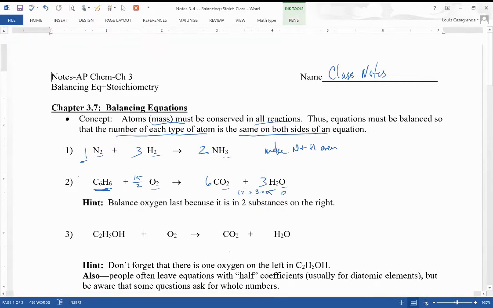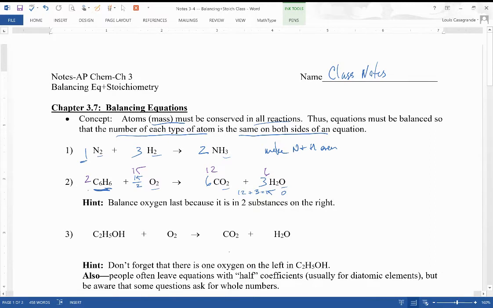So if we double everything, don't forget the implied 1 in front of the C6H6. So we'd have a 2 and a 15 and a 12 and a 6. And that should also balance. Good practice is to go through and make sure that you have everything balanced out. In number 1, it wasn't so important because it was pretty straightforward. In number 2, let's go through.